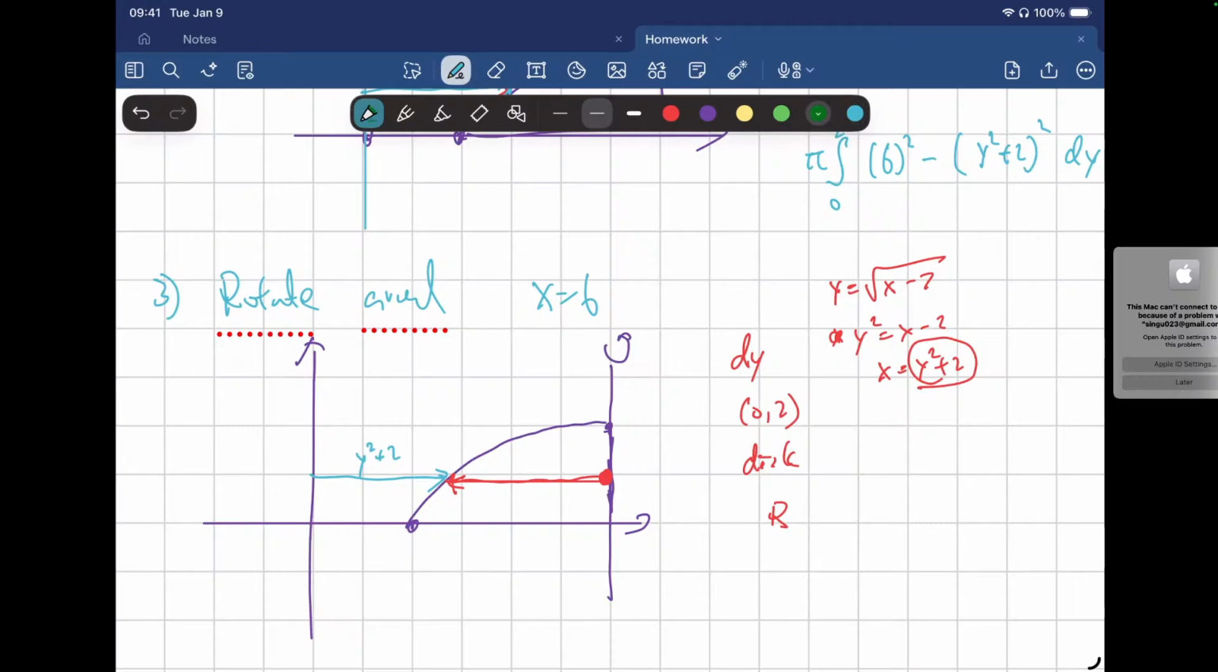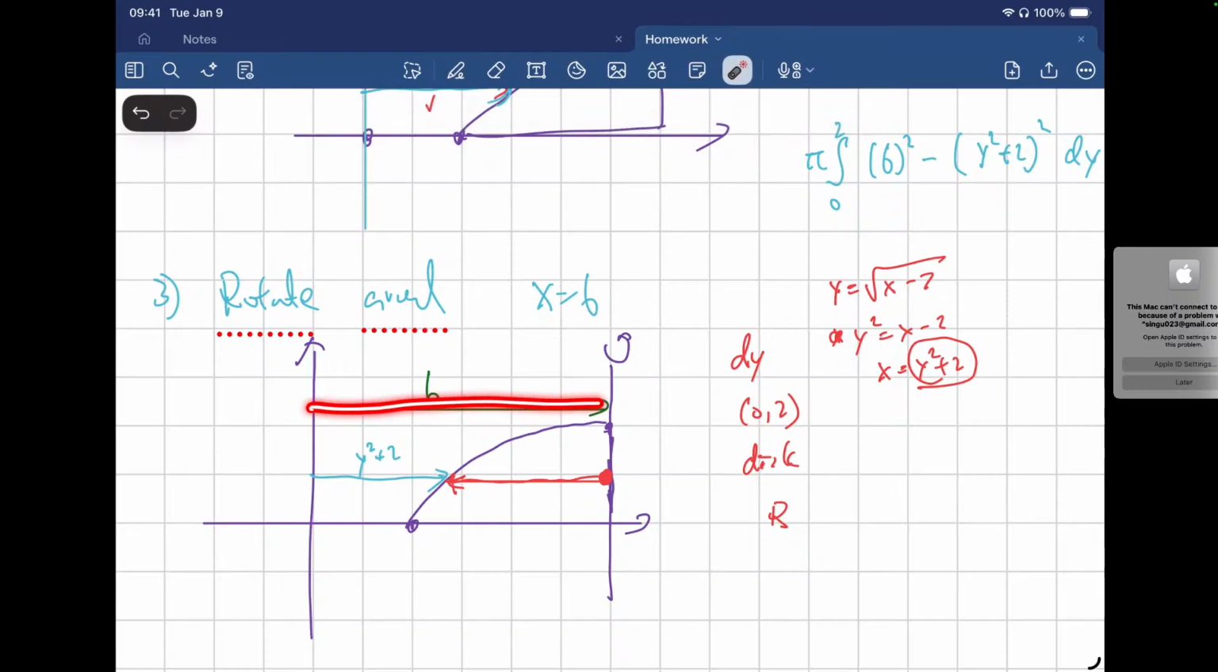I have to take this green line, 6, minus the blue line, to get the red line. Does that make sense? The 6, which is from here to here, minus the function to get this.